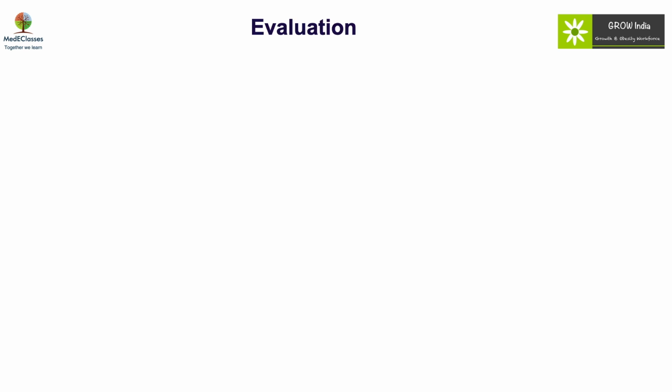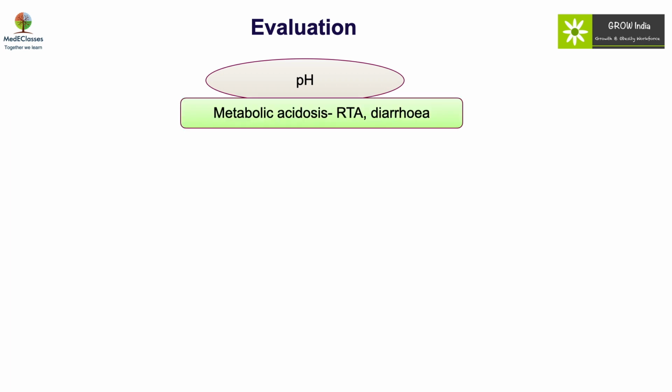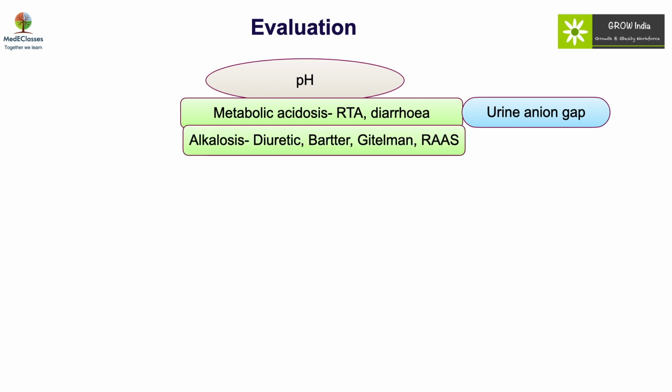The evaluation, of course: the most important investigation in a child with hypokalemia is the acid-base assessment. Every hypokalemic child should have a metabolic alkalosis. If there is metabolic acidosis with hypokalemia, it indicates renal tubular acidosis, gastrointestinal loss, or acetazolamide use. In this situation, we should look at the urinary anion gap. If it's positive, it is renal tubular acidosis. If it's negative, it is diarrhea.